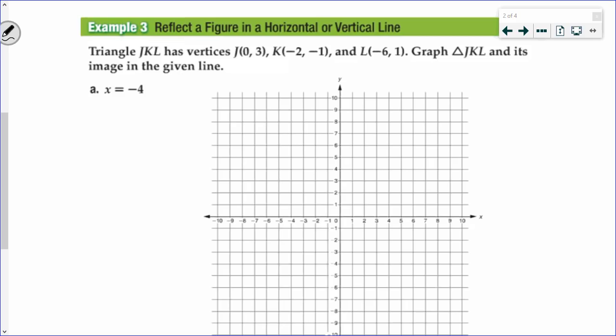Okay, so let's go ahead and graph triangle JKL. At (0, 3) is J. K is at (-2, -1). And L is at (-6, 1). There it is. And we want to reflect this across x equals -4. So that is the vertical line here at x equals -4.